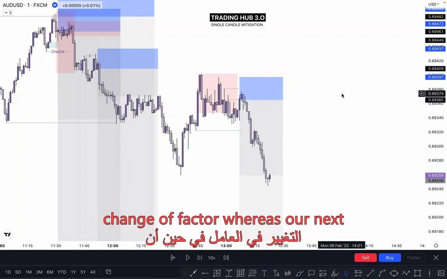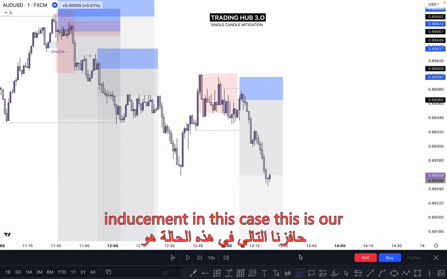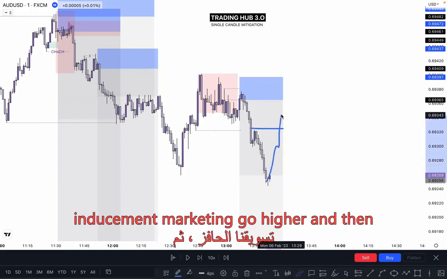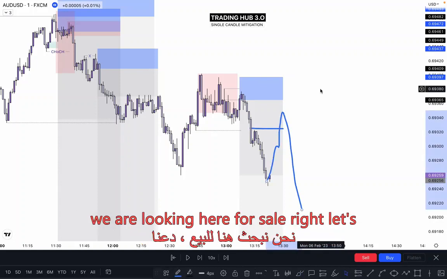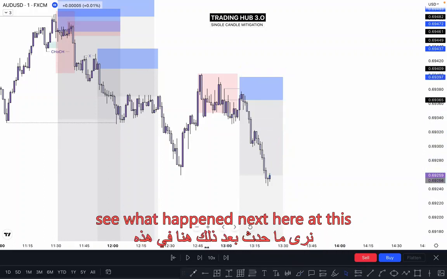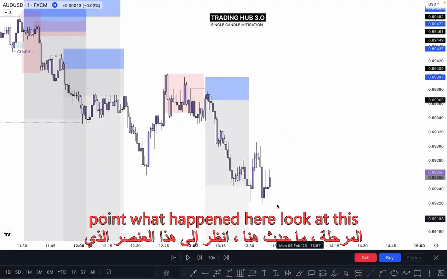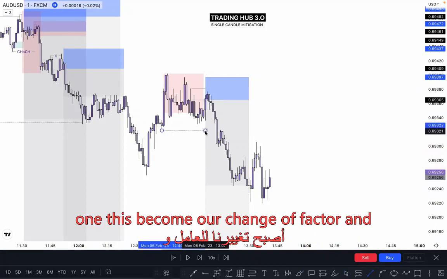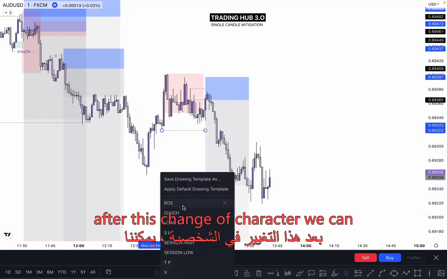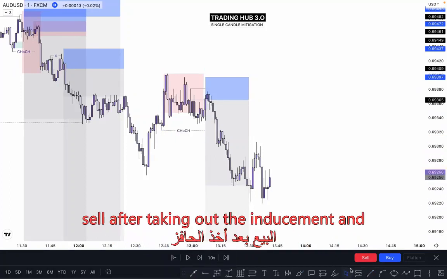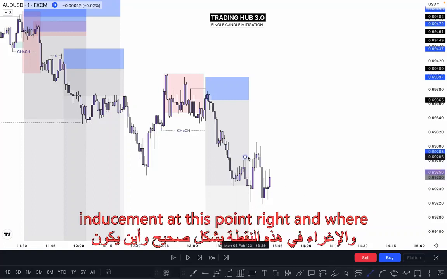After this change of character, where is our next inducement? In this case, this is our inducement. Market continues to go higher, and then we are looking here for a sell, right? Let's see what happened next here. At this point, what happened here? Look at this one. This becomes our change of character, and after this change of character, we can sell after taking out the inducement at this point, right?